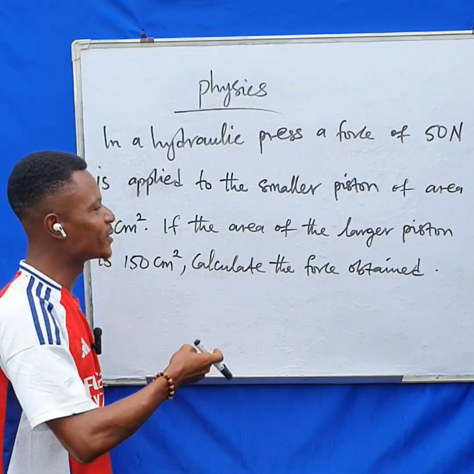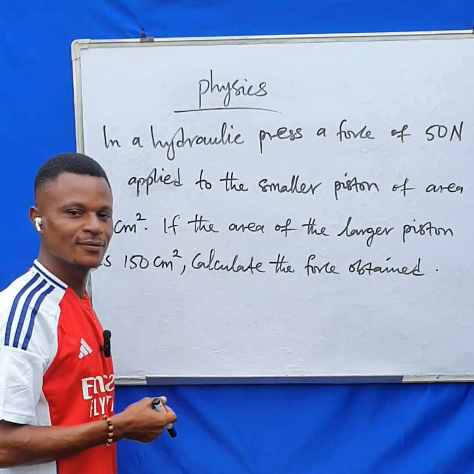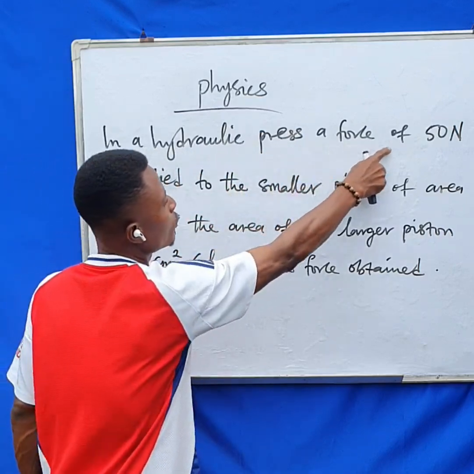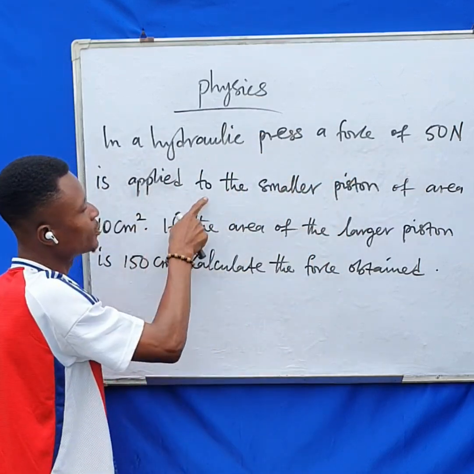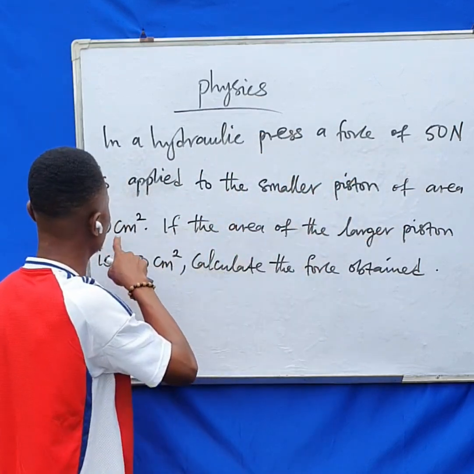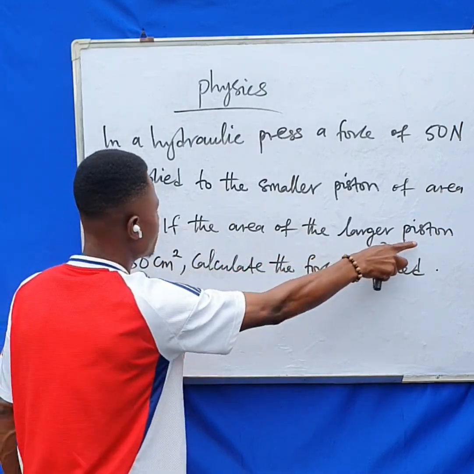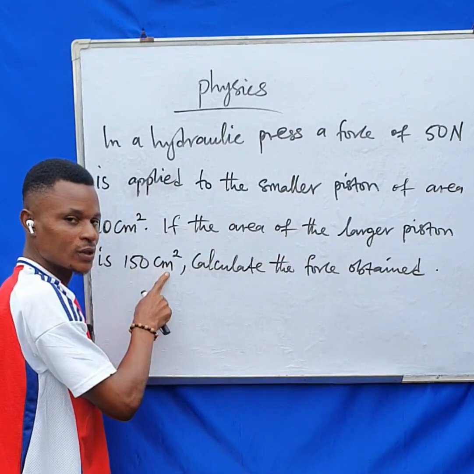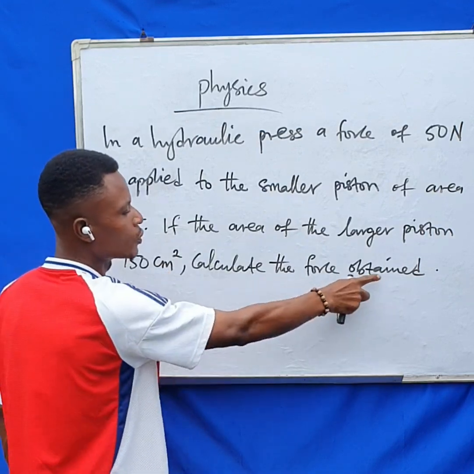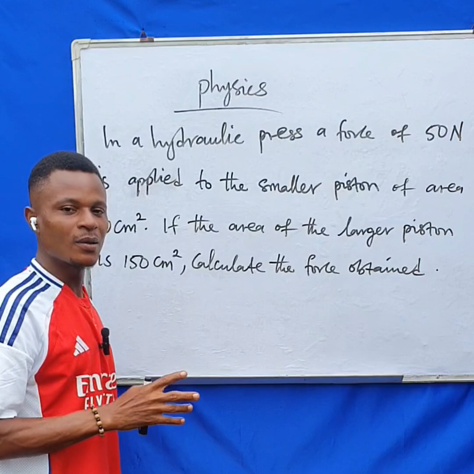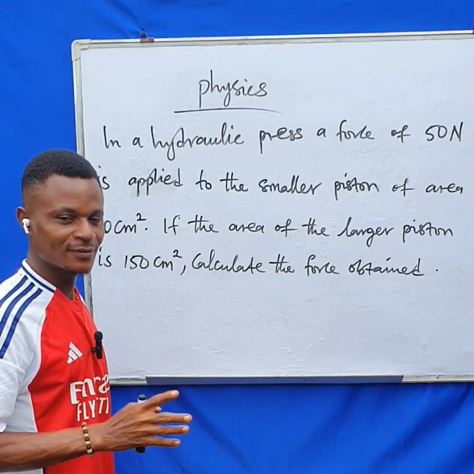Let me show you how to solve this kind of physics question on the board. The question says, in a hydraulic press, a force of 50 Newton is applied to the smaller piston of area 10 cm squared. If the area of the larger piston is 150 cm squared, calculate the force obtained. This question is very, very simple. I'm going to show you how to solve it.